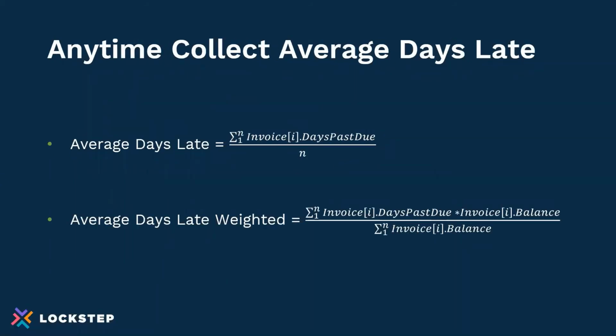In Anytime Collect, there are two average days late calculations. Average days late is calculated as the sum of all days past due for all invoices of a particular customer divided by the number of invoices they have. Average days late weighted takes into account the open balances, so it can catch issues such as large invoices summing up to be a potential risk. So there are two ways to target those in sequencing.